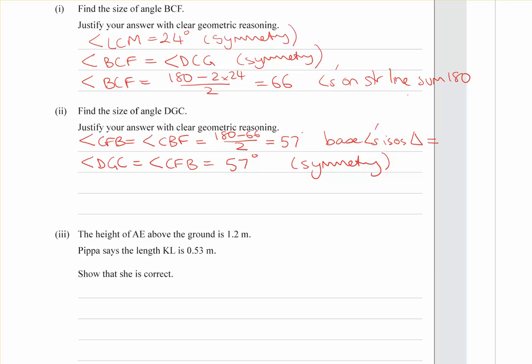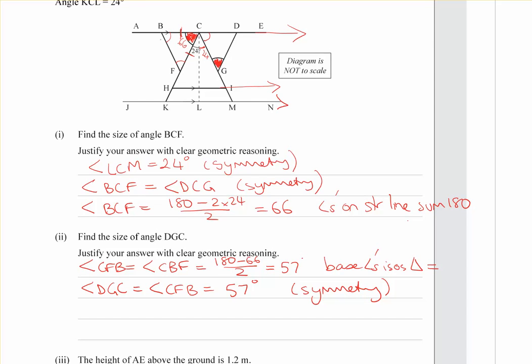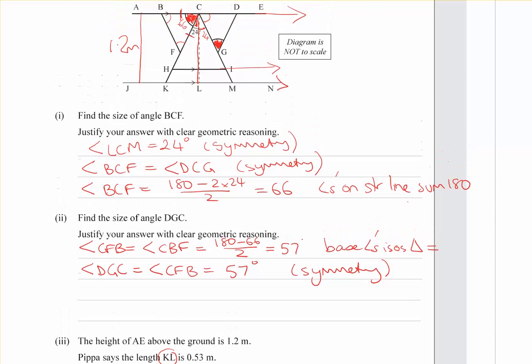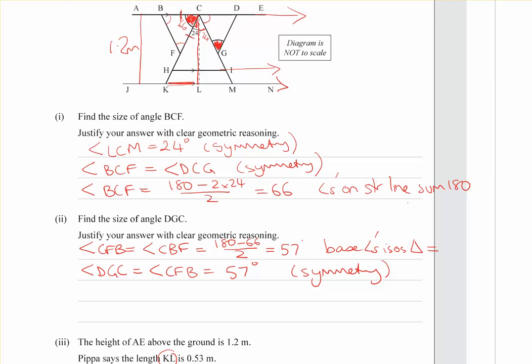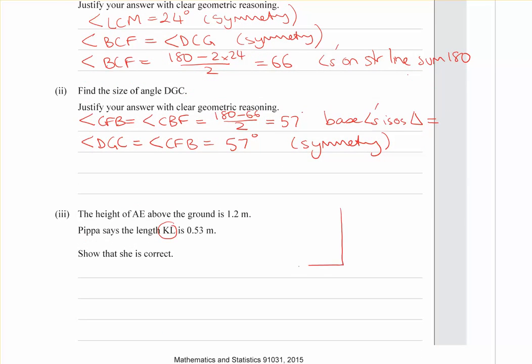Now the height of AE above the ground is 1.2 metres. We're asked to show that the length KL is 0.53, so let's go back and find AE. That means that length there, CL, is also 1.2. We've got an angle in here of 24, and we're asked to prove how long KL is. So I'm going to use this right angle triangle in here. I'm going to redraw it down here. So that's 24, that's 1.2, and this is the length we're looking for.